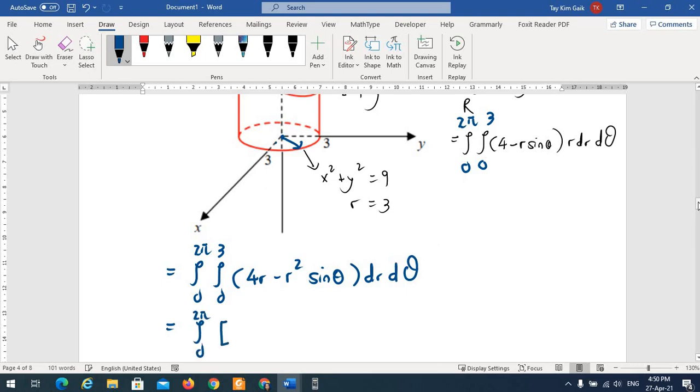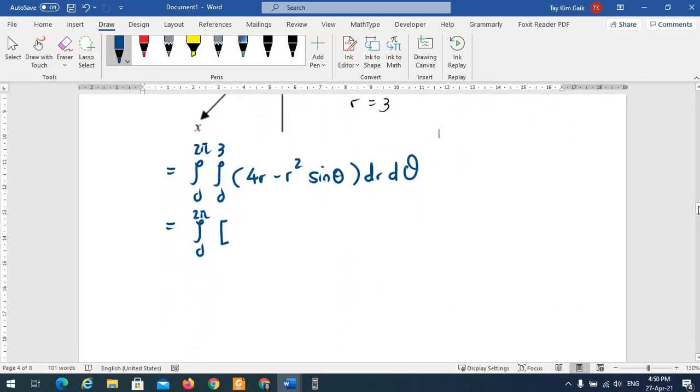When you integrate with respect to r, theta is constant. So integrate 4r, we have 2r squared. Integrate r squared, sin theta is constant, so you get negative r cubed over 3 sin theta. The limit of r is from 0 to 3. Then you put in the limit.